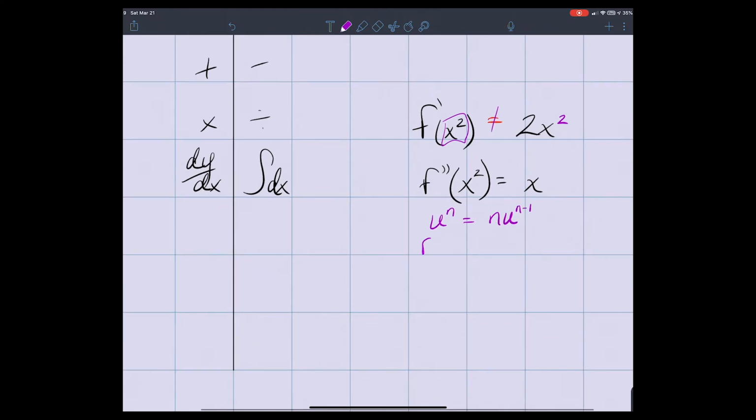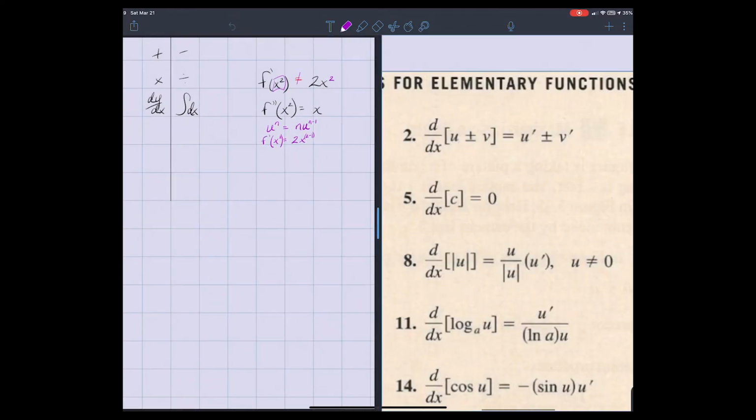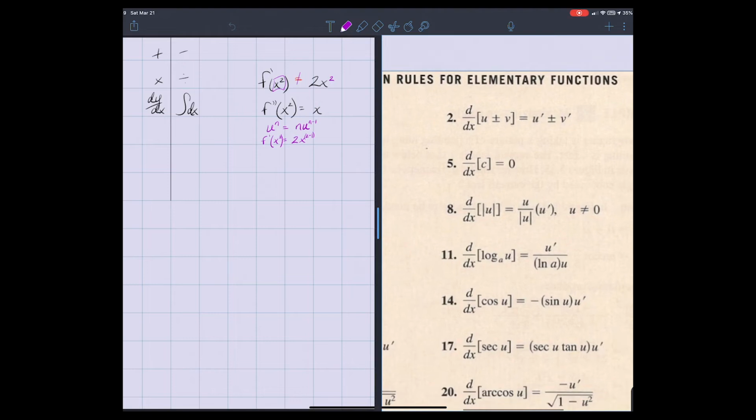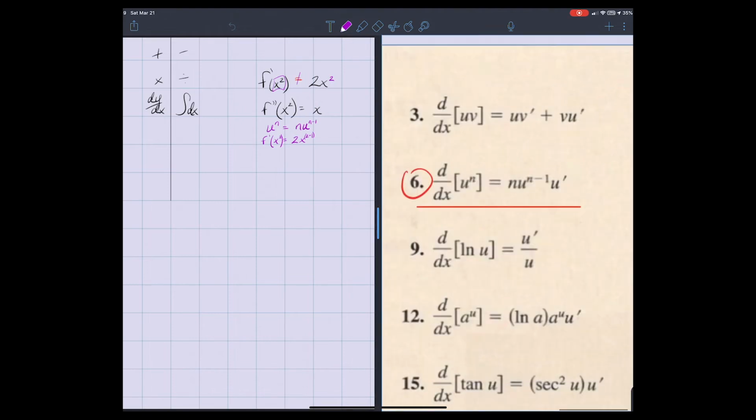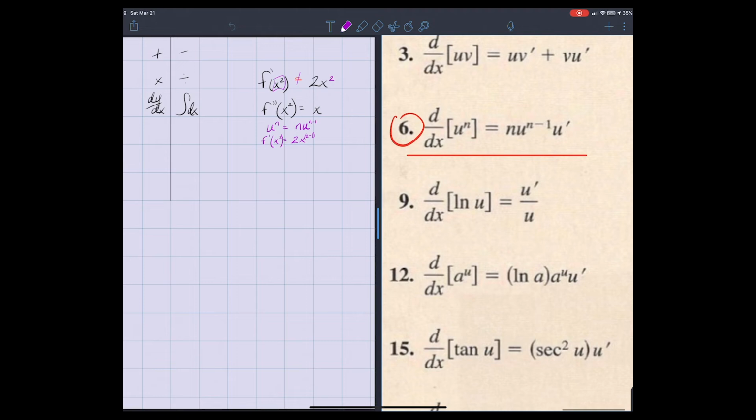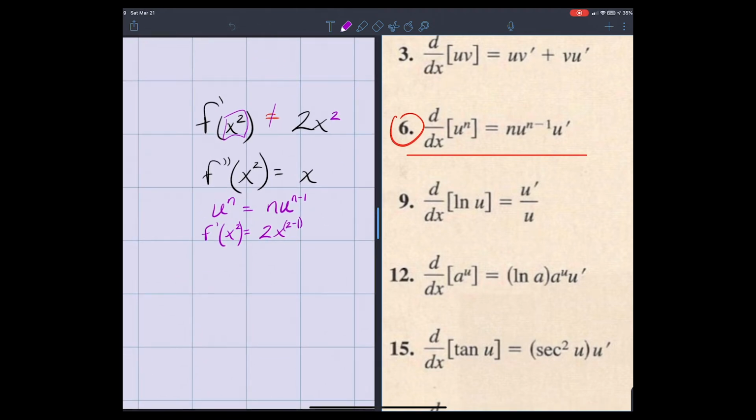We have f prime of x squared equals 2x. And I can even do this. 2 minus 1. And that's how you do it. I'll show you the sheet. And so this one's going to be number 6. And this is one of the rules that's on here.